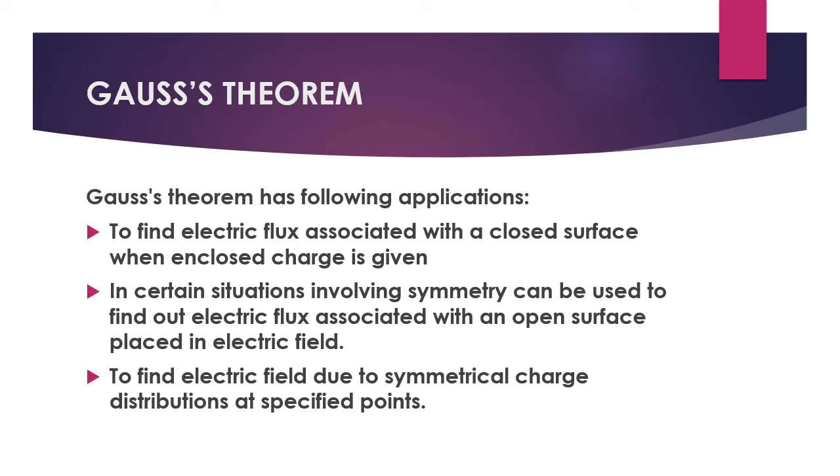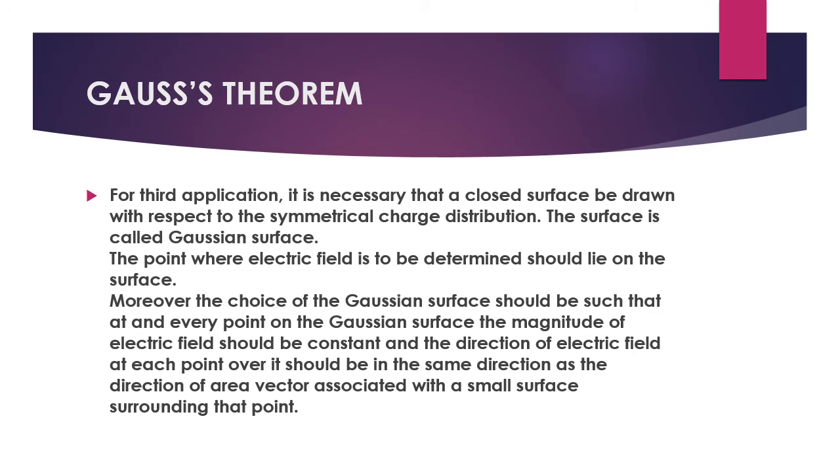The next application and the most important one is to find electric field due to symmetrical charge distributions. Now, in order to use Gauss's theorem to find electric field due to symmetrical charge distributions, we must consider a Gaussian surface in the region of electric field, and this Gaussian surface should fulfill a few basic conditions. The first one of which is that the Gaussian surface should pass through the point where the electric field is to be determined.